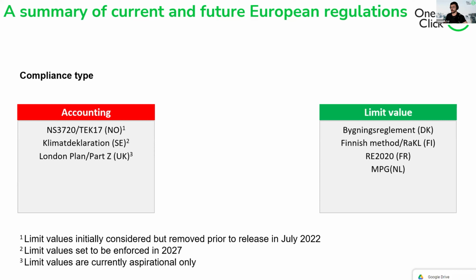with the RE 2020. Now, limit values, you can see there in number 1 for Norway, were initially considered but removed. So it's interesting to see a backtrack on how stringent regulations were. And then you can see there in Sweden, limit regulations will be enforced from 2027. And then number 3, limit regulations, as I'm sure you're all aware, for the GLA are aspirational only. So this is how we reviewed the compliance type.